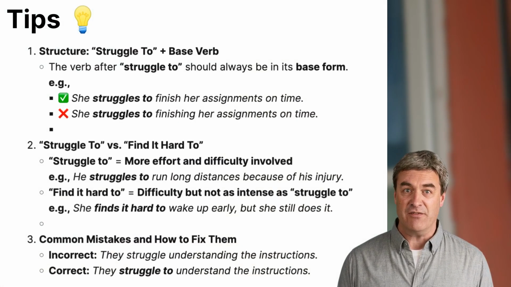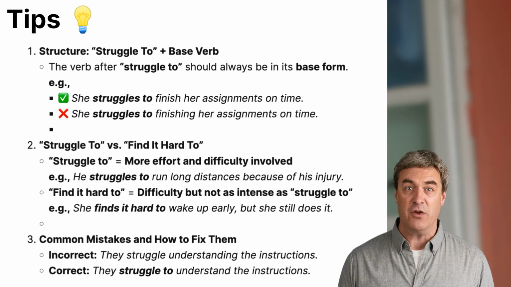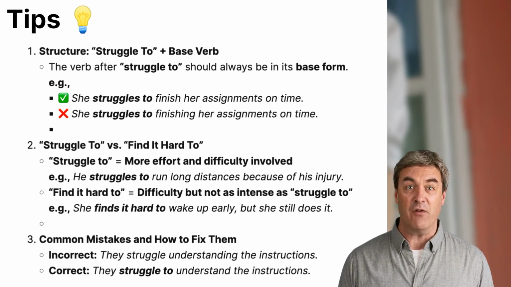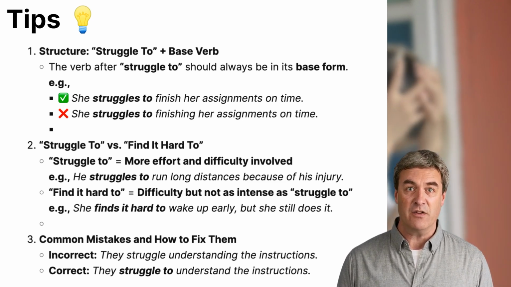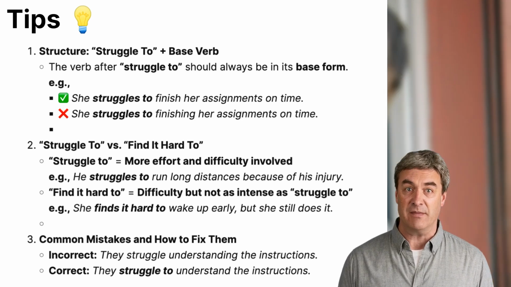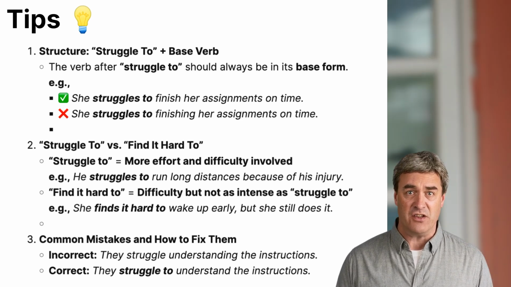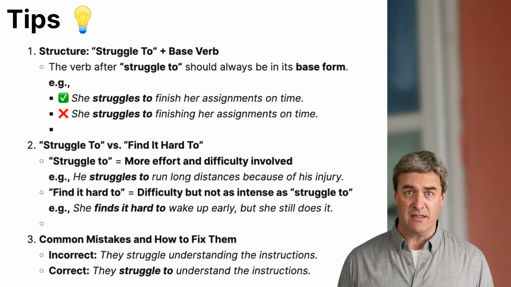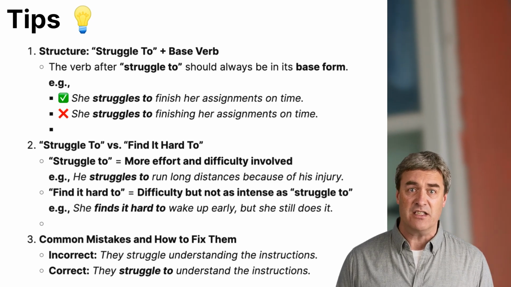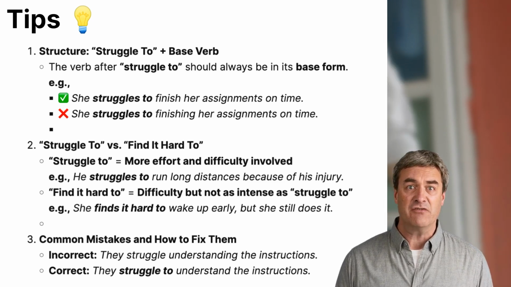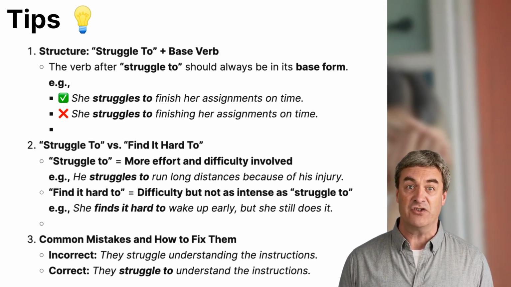Now that we've covered the different ways to use struggle to, let's go over some important tips to help you use it naturally and correctly in conversations. 1. Structure, struggle to plus base verb. The verb after struggle to should always be in its base form without ing or to before it. Correct. She struggles to finish her assignments on time. Incorrect. She struggles to finishing her assignments on time. More examples. They struggle to stay organized with their workload. He struggles to complete difficult tasks under pressure. Always remember to use the base verb after struggle to.